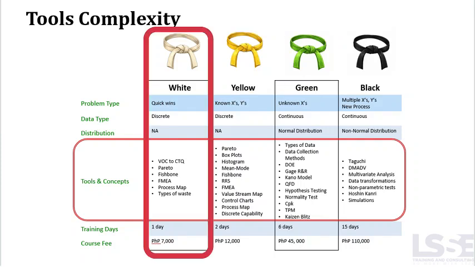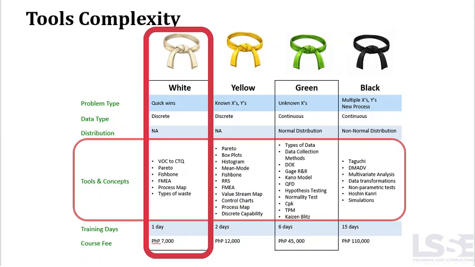White belt. Let's start with the white belt. A white belt focuses on quick improvements within their own work process. Think about the small problems that show up in everyday work. Maybe there are unnecessary steps in a process. Maybe there are recurring mistakes. Maybe things take longer than they should. A white belt practitioner learns how to spot those issues and fix them using simple tools.